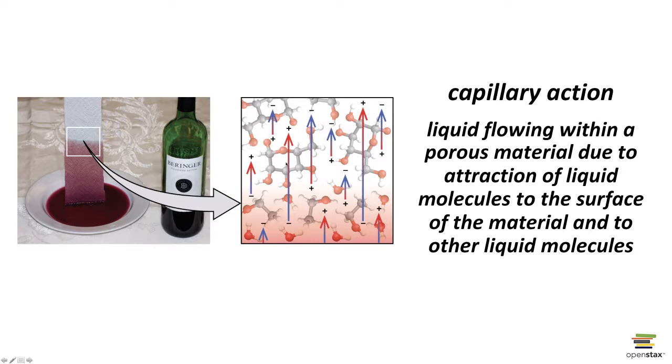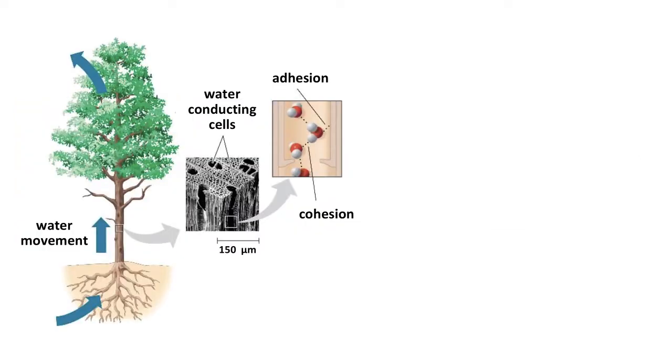So they attract to the paper and are kind of drawn up it, but then they draw other molecules of water and ethanol with them. Now, this capillary action is also how towels absorb water.